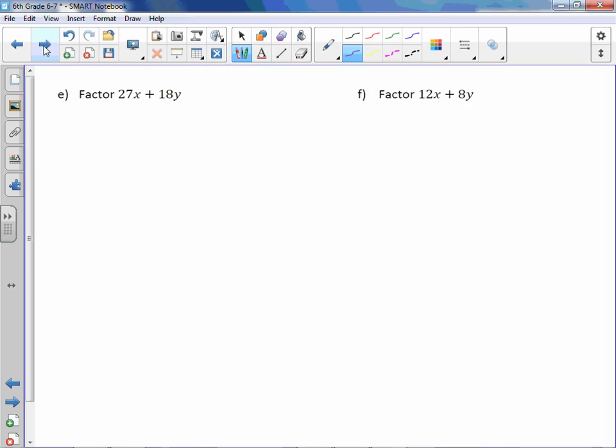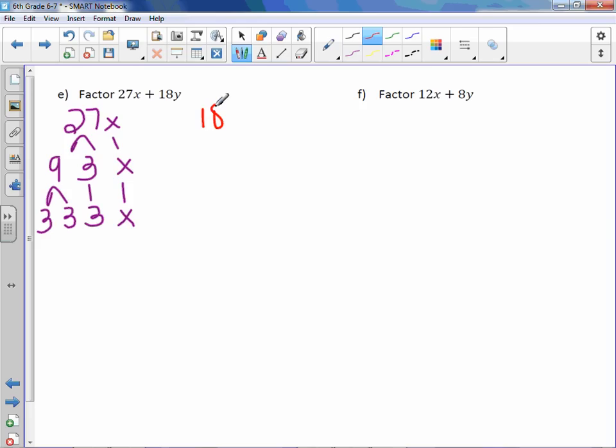And we can also factor as well with two different variables. So let's do our factor trees. We have 27x, which is 9 times 3, and bring down that x. Minus 3 times 3, bring down the 3, bring down the x. 18y, we have 9 and 2 and y. And 9 is 3 times 3. Bring down the 2, bring down the y.